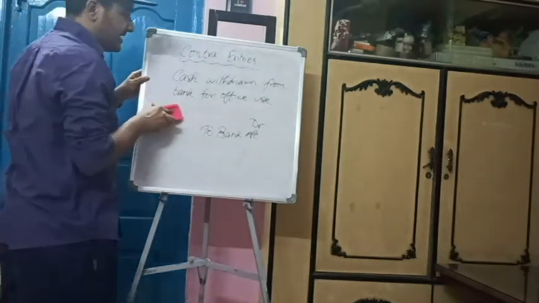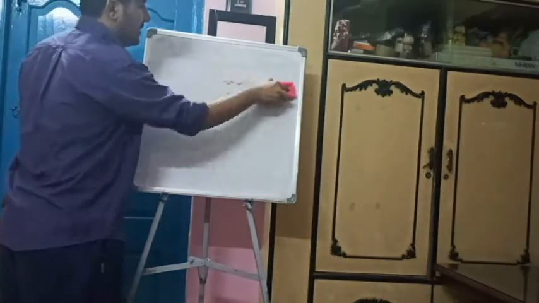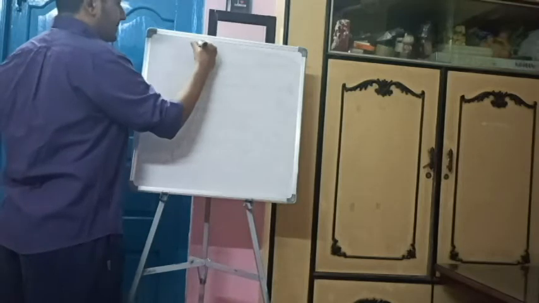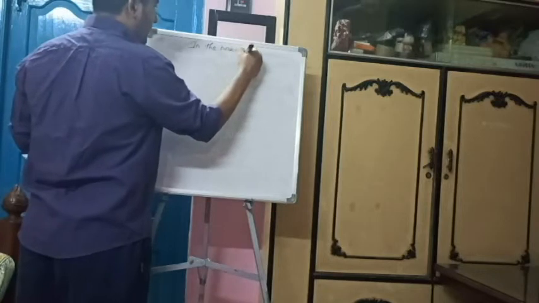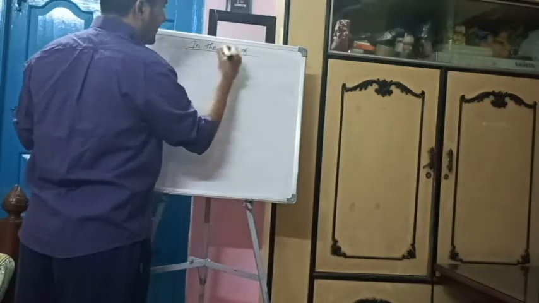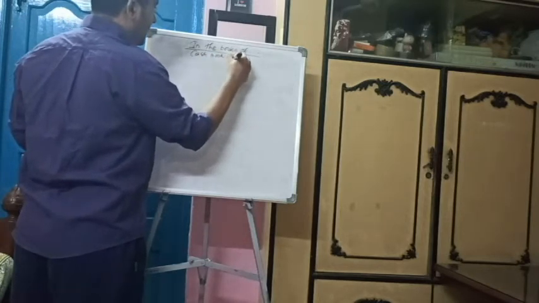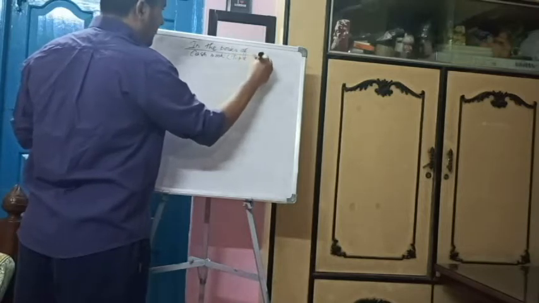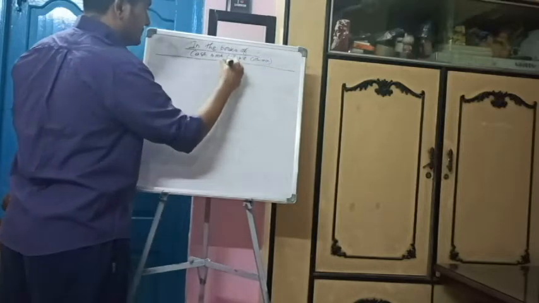Now we will draw the triple column cash book. I will show you now how to do it. In the books of, cash book, triple column. So what would be the columns here?